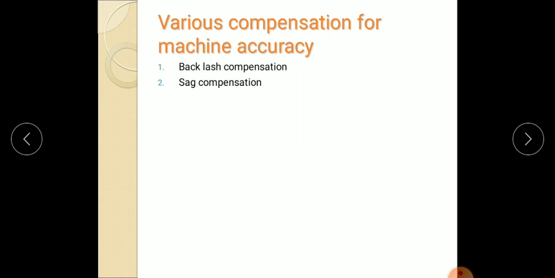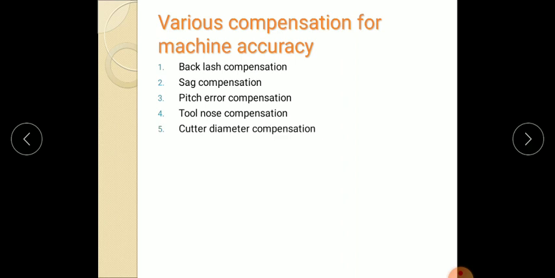Next, sag compensation. It occurs due to inaccurate movement of a table and weight acting on a slide. So anything which occurs due to inaccurate movement of a table or weight of a slide is nothing but sag compensation. Next, pitch error compensation. Pitch error is the inaccuracy of the pitch along the length of the ball screw. Next, tool nose compensation. Tool nose compensation is related to the tool tip, which wears out during the machining process.